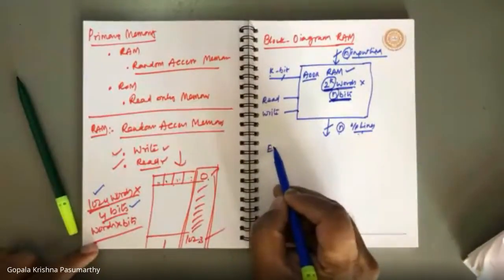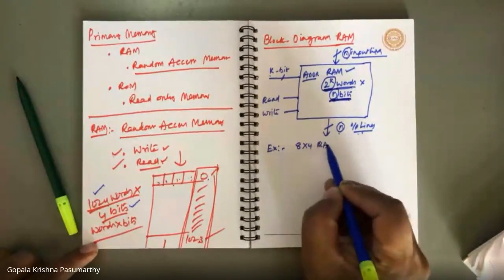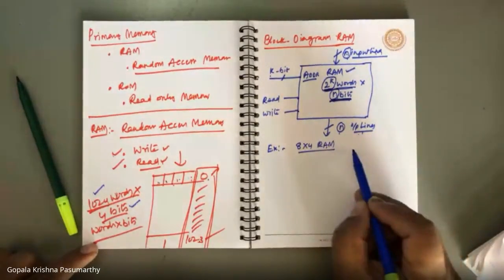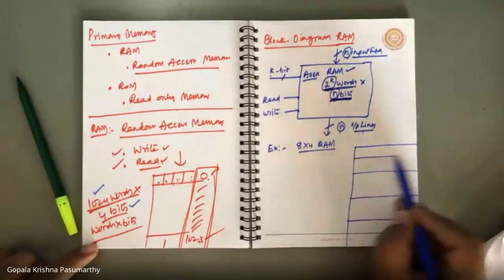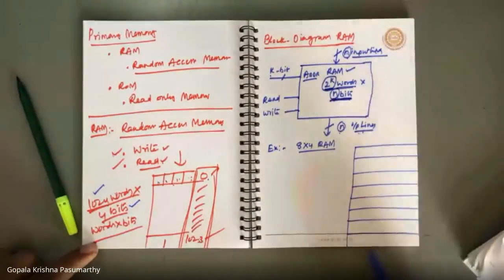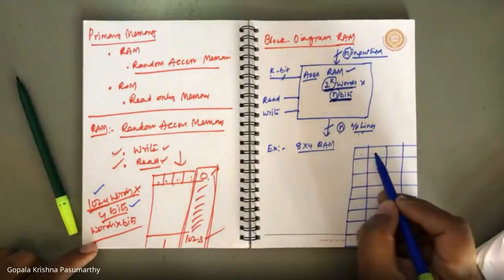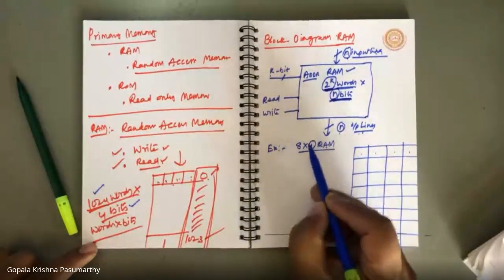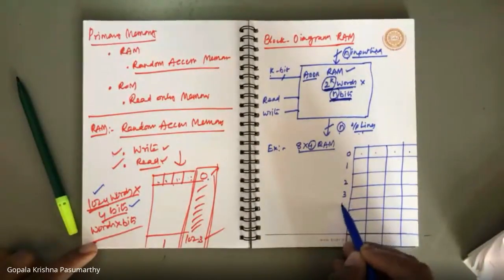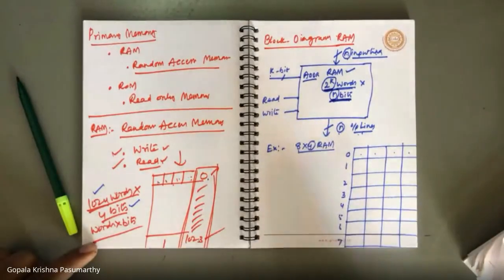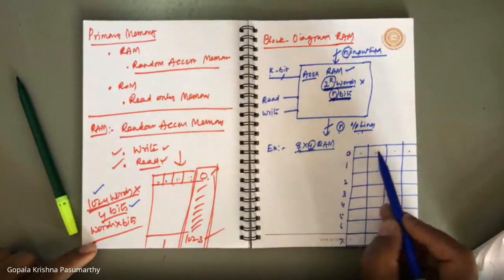Let us take an example. I have an 8 by 4 RAM. The size of my RAM is 8 by 4. What do you mean by 8 by 4? I will be having 8 words, and the size of each word is 4 bits. Imagine, 1, 2, 3, 4. Each word is 4 bits. I have 8 words. I will call these 0, 1, 2, 3, 4, 5, 6, and 7. See, I have 0 to 7 words. Means how many words? 8 words. What is the size of each word? 4 bits. 8 by 4.